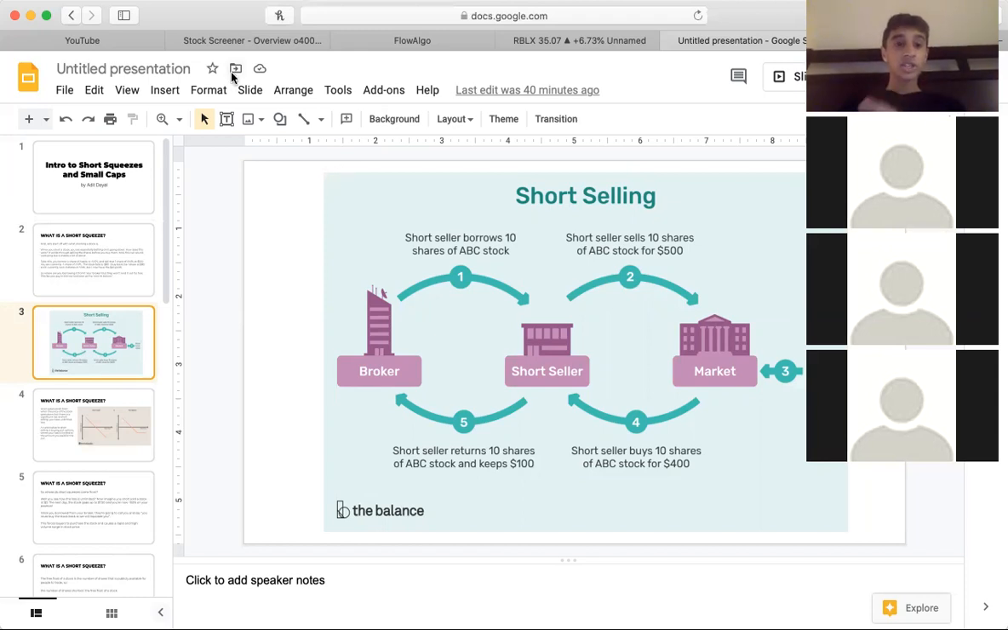But what you should understand is that the broker is not going to do this for free, right? That's called the cost to borrow. They wouldn't just let you borrow it for free, because in the stock market, nothing is ever free. So, yeah, that's called the cost to borrow.